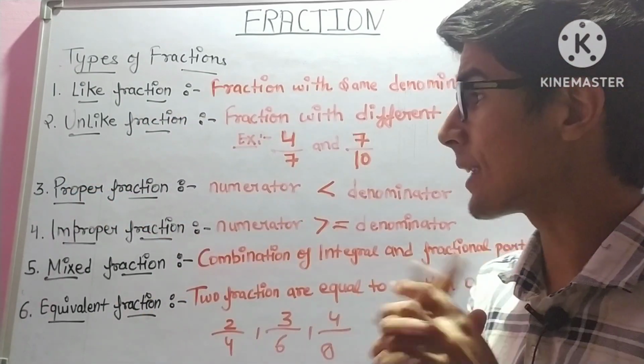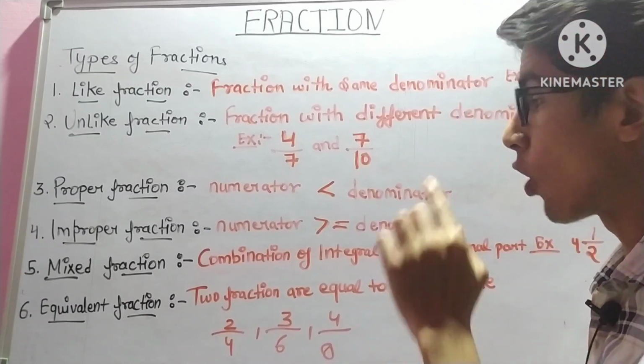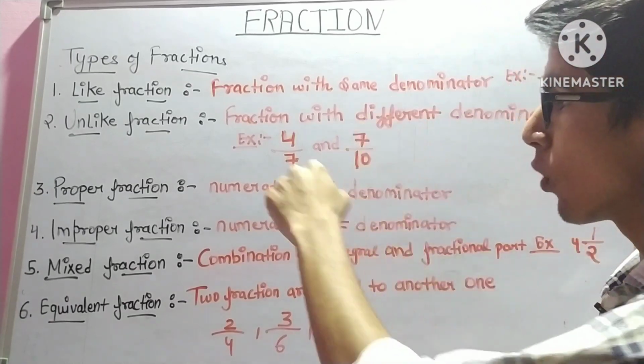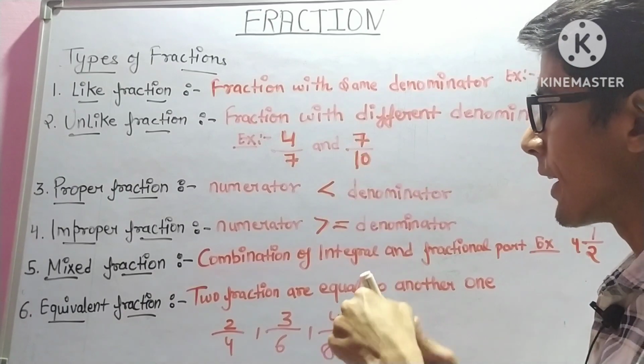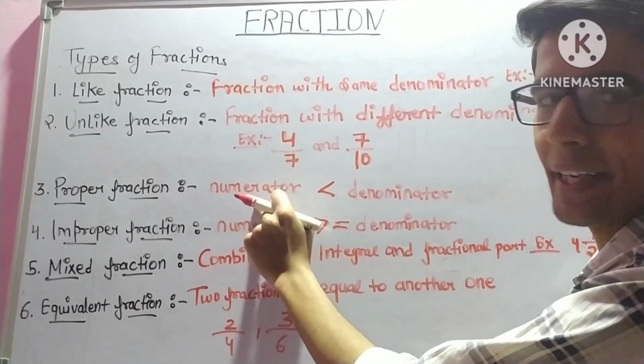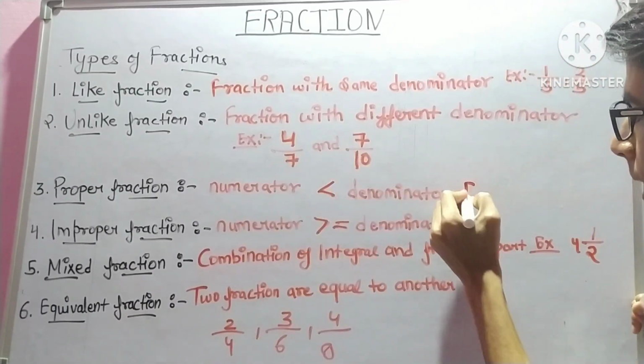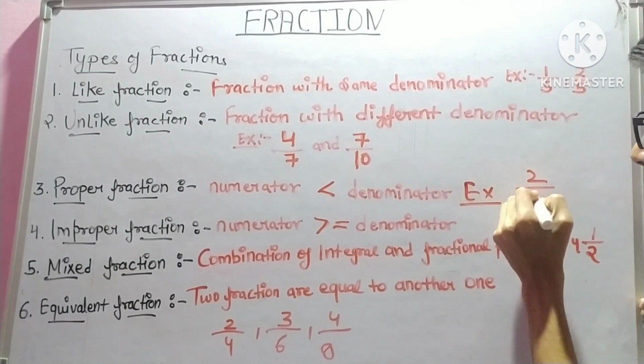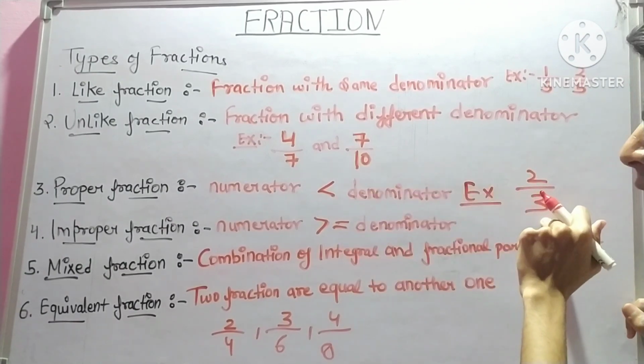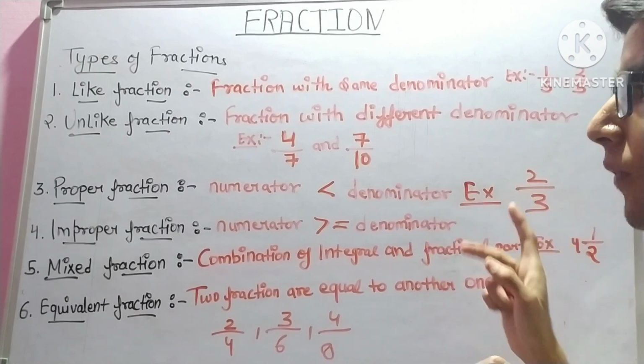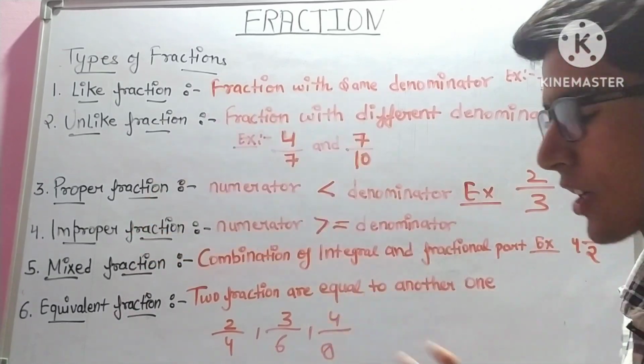The third type is the proper fraction. When the denominator, meaning the lower part, is more than the numerator. Suppose the example is 2 upon 3. The denominator is more than the numerator. So we can say that this is a proper fraction.